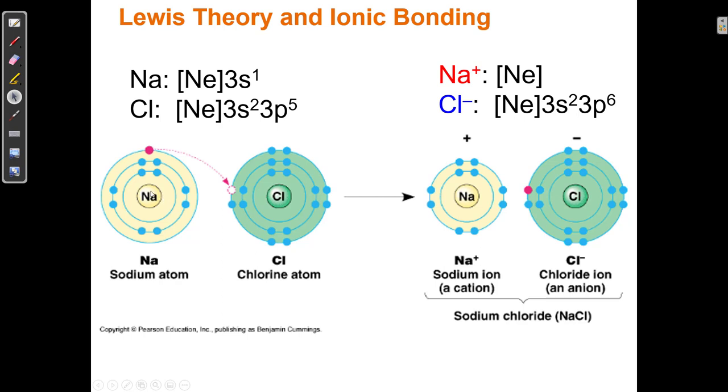Over here, a sodium atom and a chlorine atom are not sticky together. This is neutral and this is neutral. They're not sticky at all. But after this electron transfer happens, then I have a positive particle and a negative particle. Now they are sticky. So the plus and the minus stick together. That's an ionic bond.